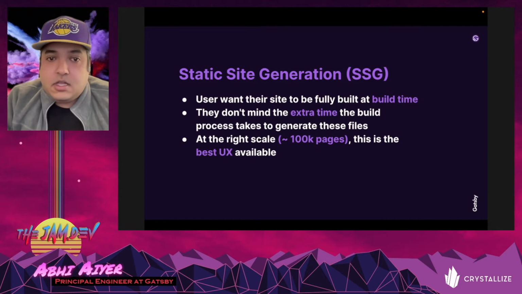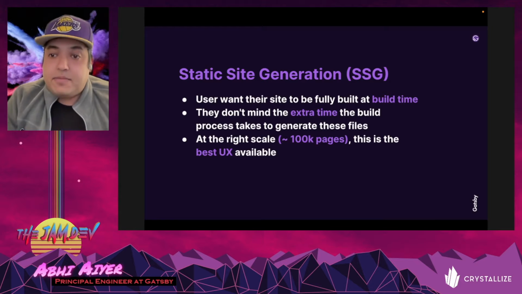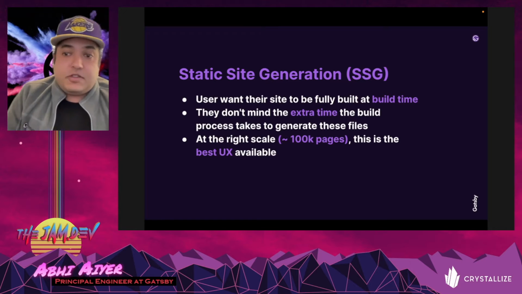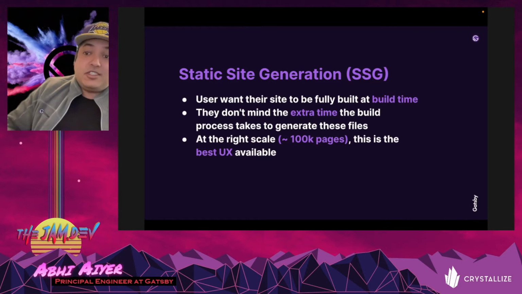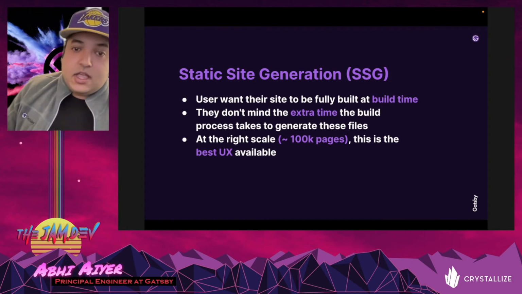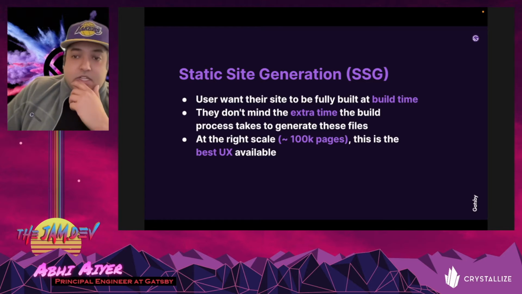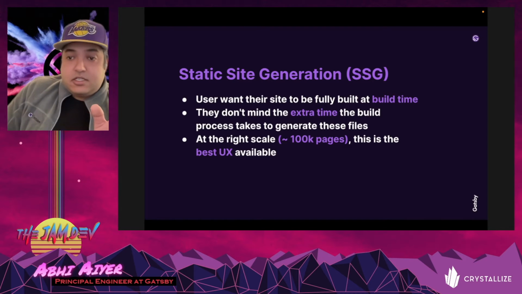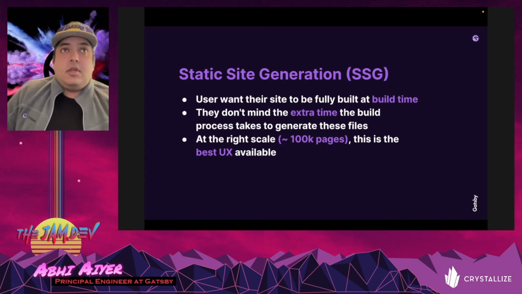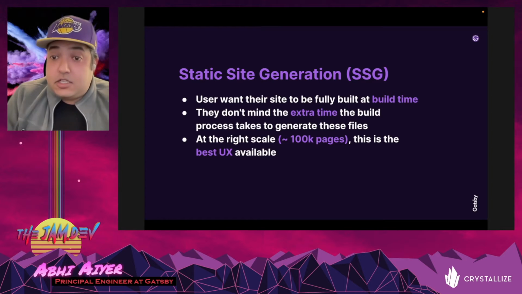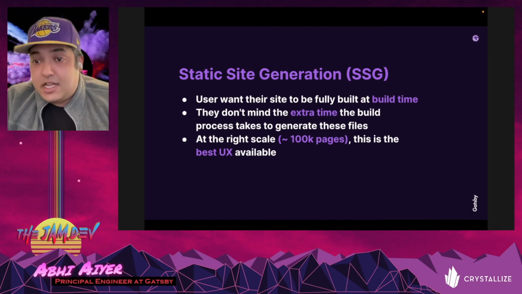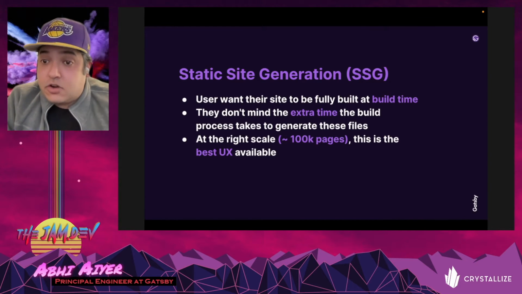Static site generation. The user wants to build their site fully at build time. They don't mind taking extra time to build files. A lot of the build process is generating tons of files, JavaScript files, images, etc. They don't mind. And at the right scale, let's say it's 100,000 pages, this might be the best UX available. It really depends on what kind of data you have, because pages don't directly match scale. It's really about how much data you need to create the page, and how much time you are willing to wait for that page to get the data it needs, and then to generate all the files for it to be served.